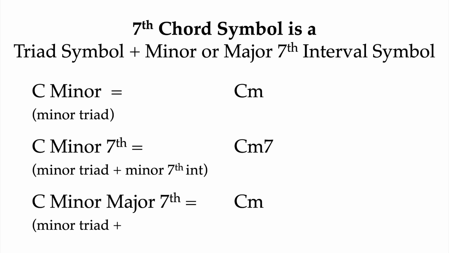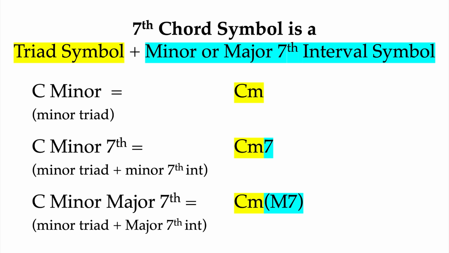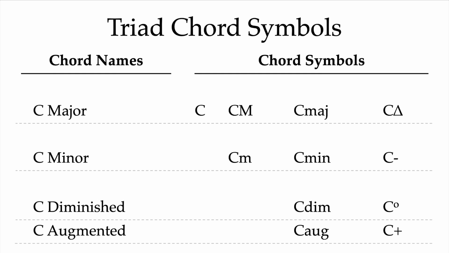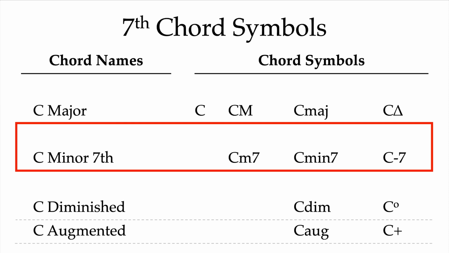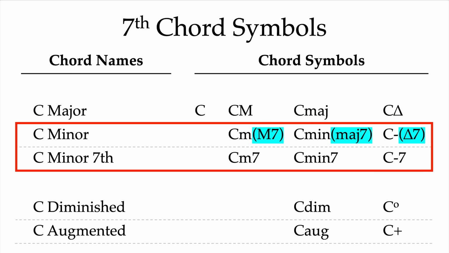The C minor major seventh chord has a major seventh interval, so we write major 7 in parentheses. Capital M means major. So we have our triad symbols and our seventh interval symbols. So here's all our triad symbols again. To our C minor triad symbols, we can add 7s to create C minor seventh chords. Again, the 7 alone means a minor seventh interval. And also add the different symbols for major 7 in parentheses to create C minor major seventh chord symbols. Capital M7, MAJ7, and the triangle major sign 7.